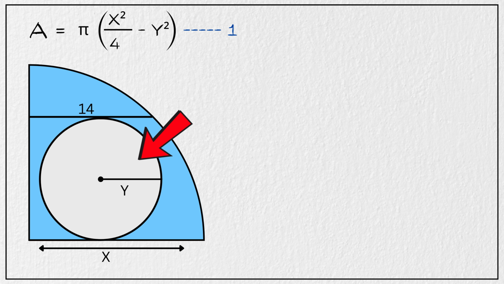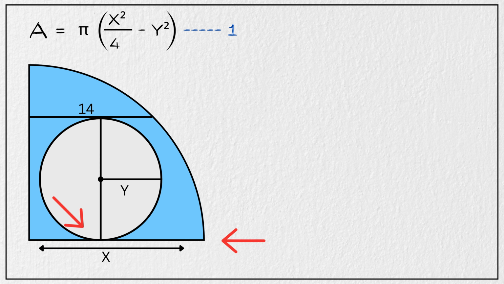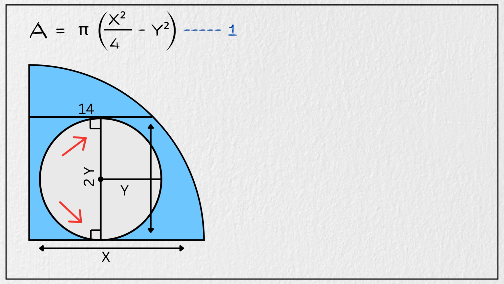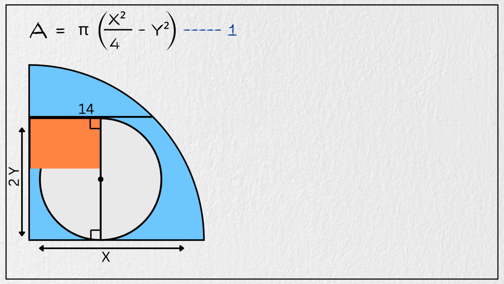Now focus on the full circle placed inside the quarter circle. Let's draw a diameter of the inner circle so that it runs vertically and touches the flat side of the quarter circle like this. Since the radius of the inner circle is y unit, that makes this diameter equal to 2y units, right? Now look at this tangent at the top and this side of the quarter circle. They are both tangent to this inner circle. That means they are parallel to each other and perpendicular at the point of contact to this diameter. So if this diameter is 2y units, then this distance from the center to this tangent is also 2y units, right?